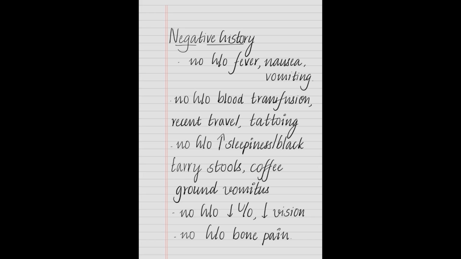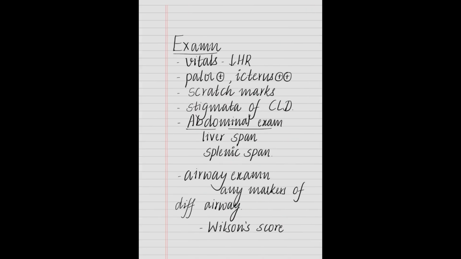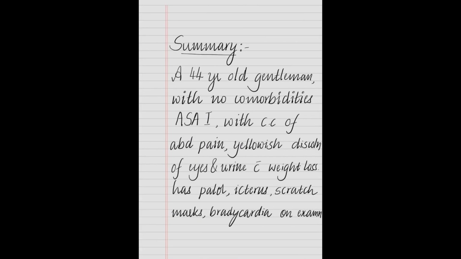Negative history: no history of fever, nausea, vomiting, blood transfusions, recent travel, or tattooing, black tarry stools, or coffee ground vomitus, increased sleepiness, vision loss, or bone pain. Examination. Vitals: bradycardia noted. General examination: pallor plus, icterus double plus, scratch marks. Abdominal exam: liver and spleen not palpable. Airway exam: Wilson score to assess airway difficulty.